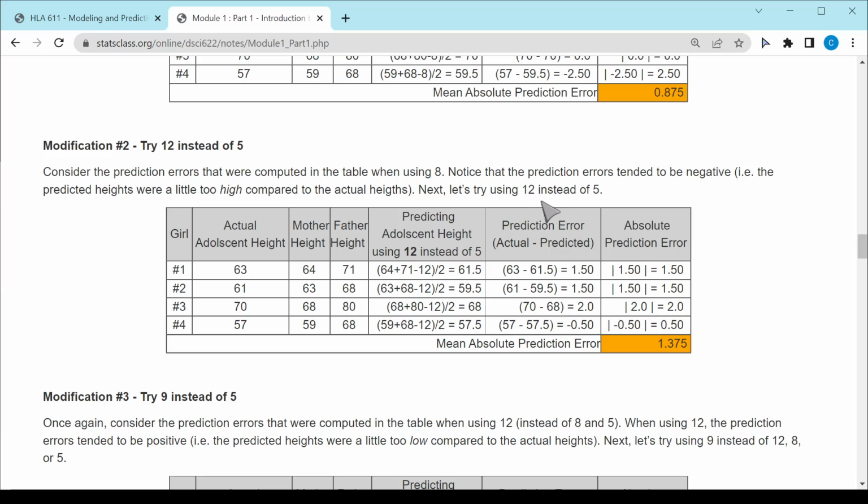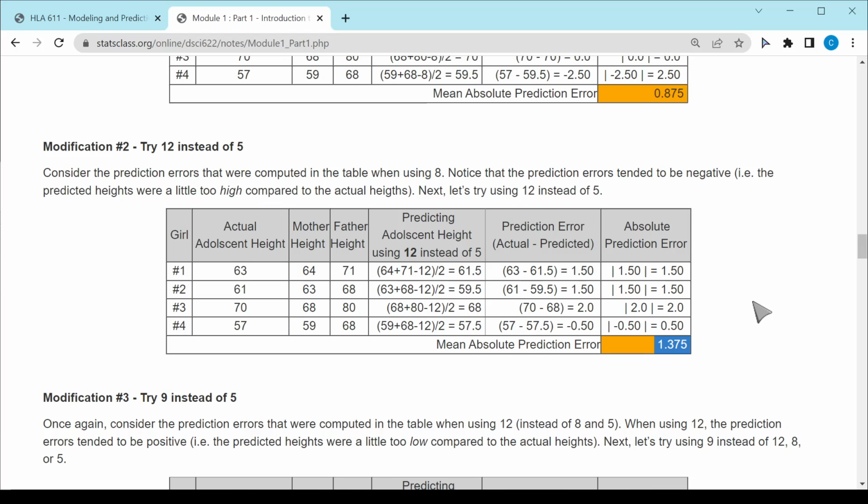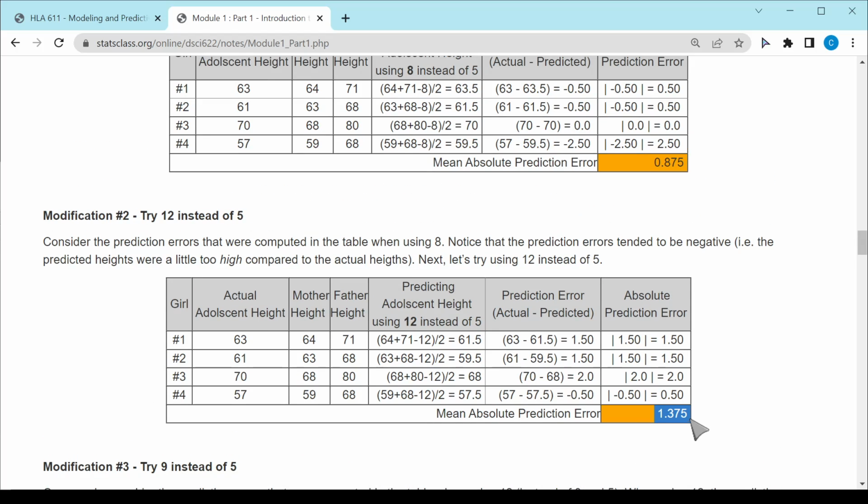So let's try 12. So here you can see that I'm subtracting 12 in the formula instead of the original 5 or 8 that we tried up here above. I'm going to do all those same calculations. I'm going to get the absolute error, and then I'm going to compute the mean of those. And now you can see that my amount of prediction error is actually worse.